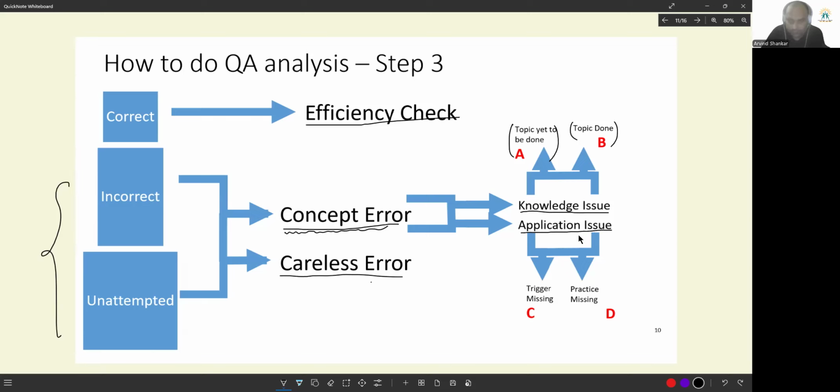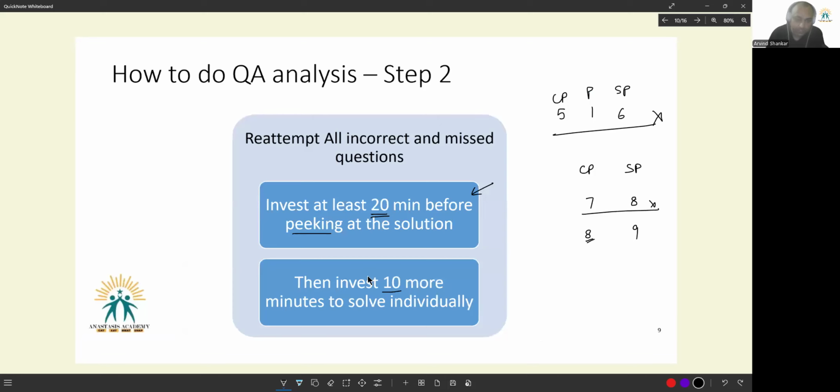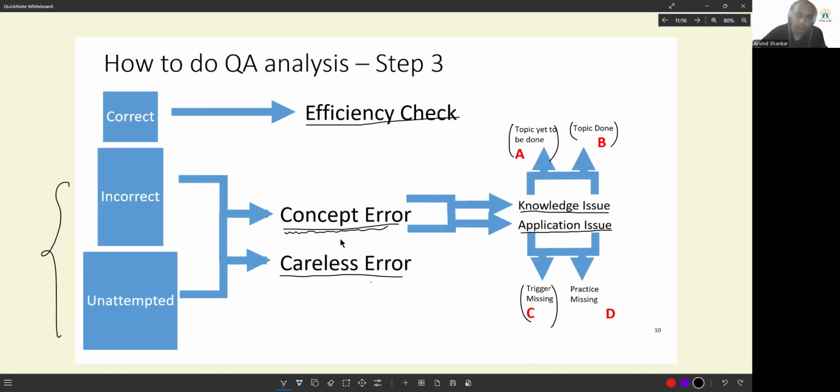Or application issue. See, application issue is the trigger is missing. What I mean by trigger is the first step that you need to engage in order to arrive at the answer. We are unable to figure out what the first step would have been. If we were able to figure it out, life would be simple, just because the first step was missing. And this would be those questions in which once you peek at the solution, then you are able to solve it in entirety. These are the questions where the trigger is missing. And then there are questions where practice is missing.